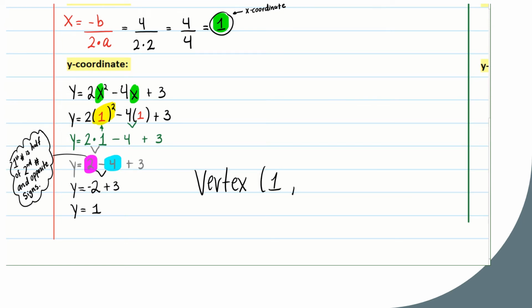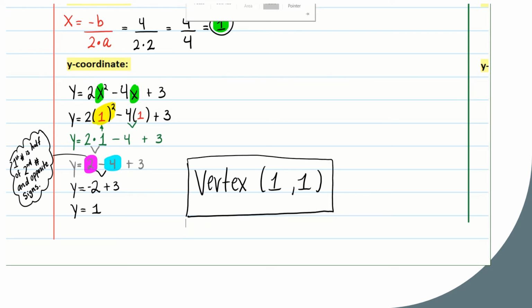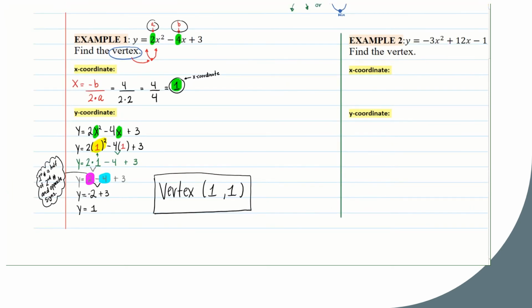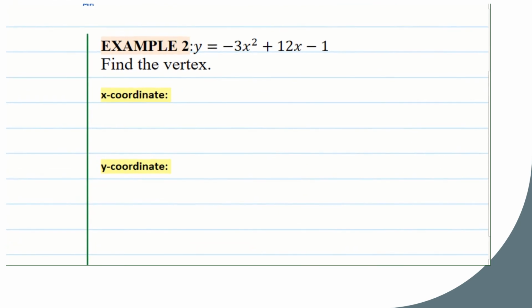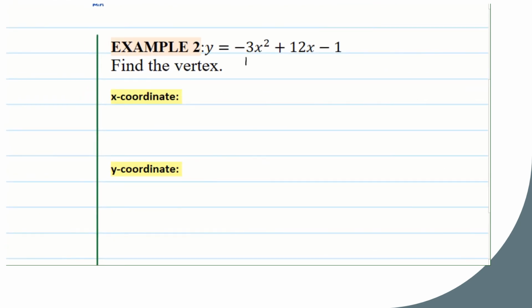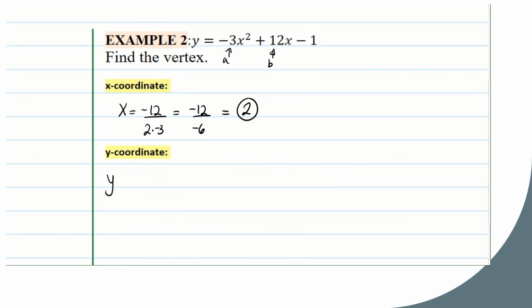So our vertex will be our x-coordinate, which is 1, and our y-coordinate, which happened to be 1 as well. This would be the point that we would plot for our vertex if we were to graph this equation. Let's quickly do the second example, where our a is going to be negative, which means the parabola will open down. Let's identify the two values we're going to need, which is negative 12, since we take the opposite of b, the 3, over 2 times negative 3, so the denominator becomes negative 6. Divide that, and we get positive 2.